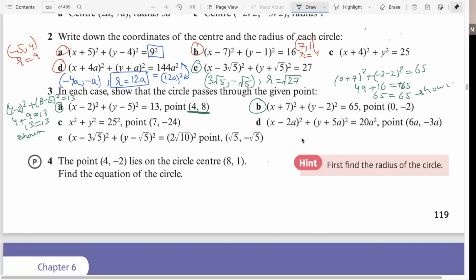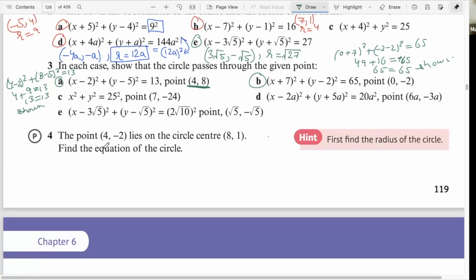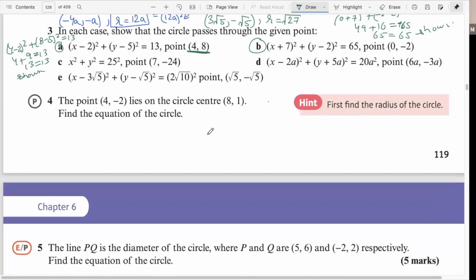Is it easy or tough? So it's not so complicated. Simple. The only thing you have to be careful about is the r squared, because sometimes it leaves it in the squared form, index form. Sometimes it gives you the whole number. Other than that, the x point is a sign change. The y point is a sign change.